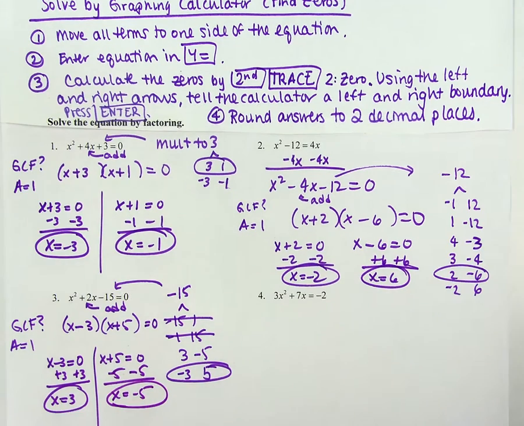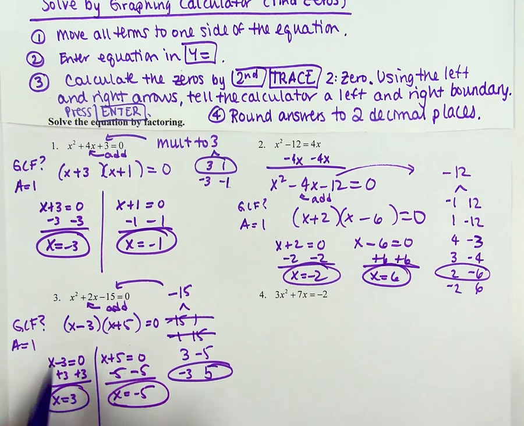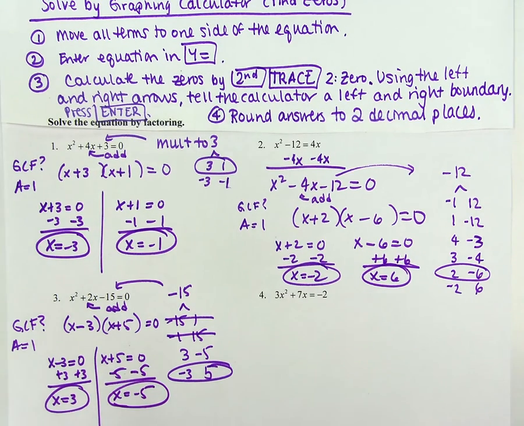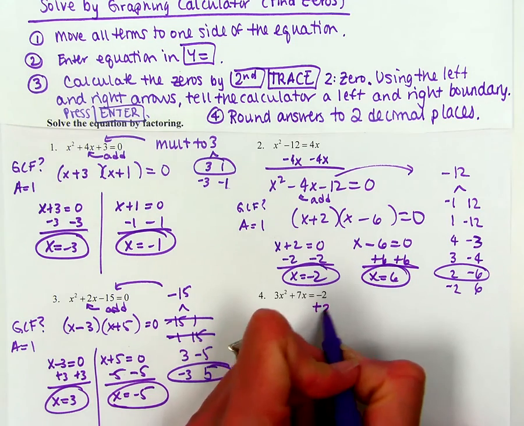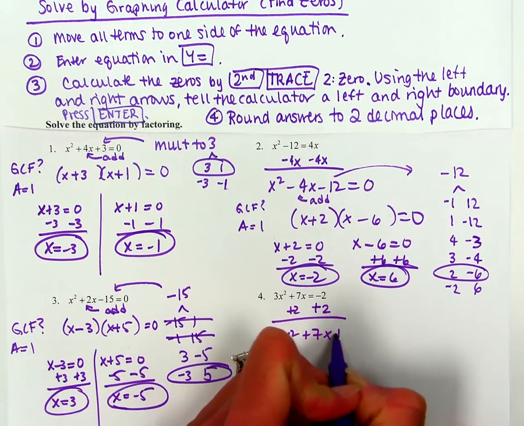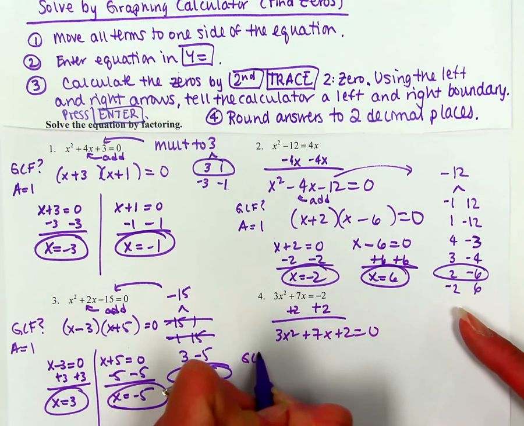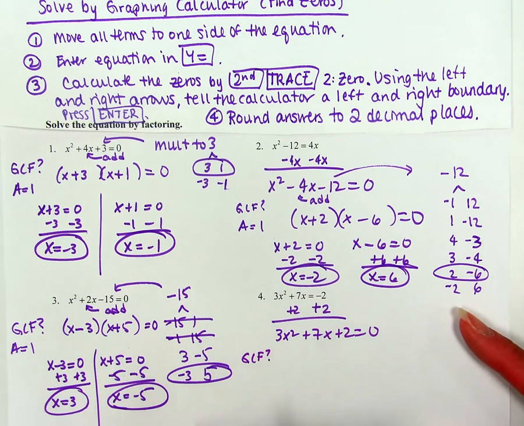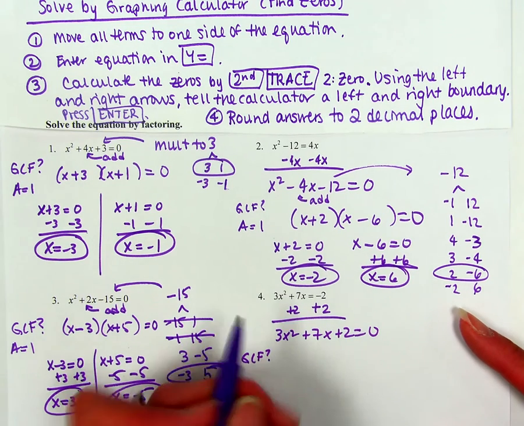The hardest part is going to be the factoring. Once you can do factoring, then these are just really quick problems. All right, this one, just like problem number 2, I need to move all my terms to the left side and then look at how can I factor it. All right, is there a GCF? Well, 3, 7, and 2 do not have a common factor, so that's a no.